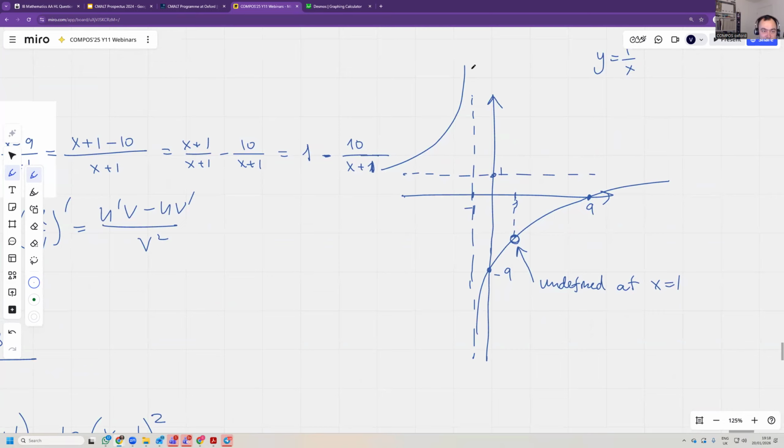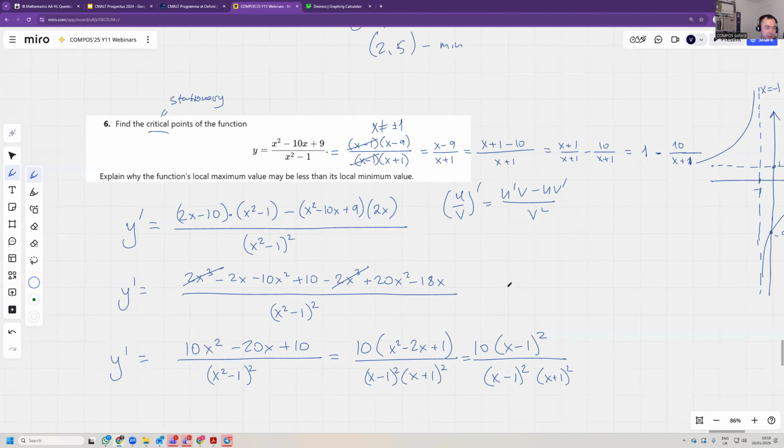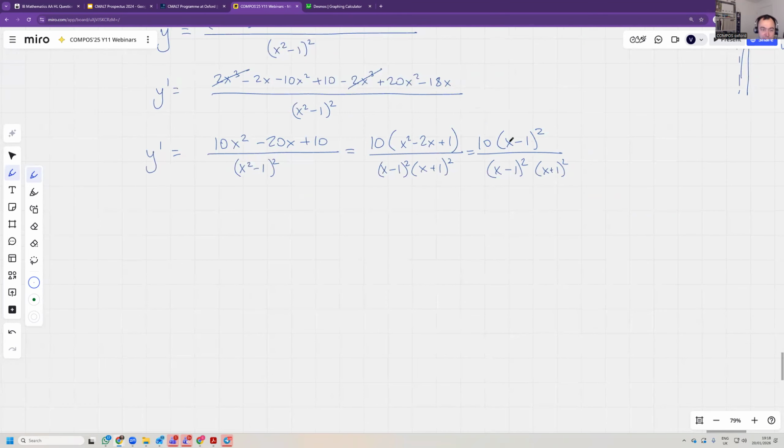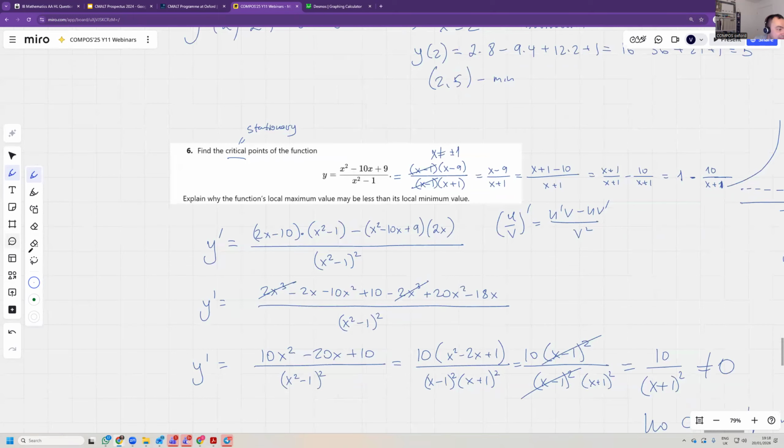So you have an asymptote x equals negative 1, and the asymptote y equals 1. So it looks like this. It doesn't have any critical points, because this cancels out, and you get 10x plus 1 squared, which is never 0. So no critical points. So this is a mistake. It's not a big deal.